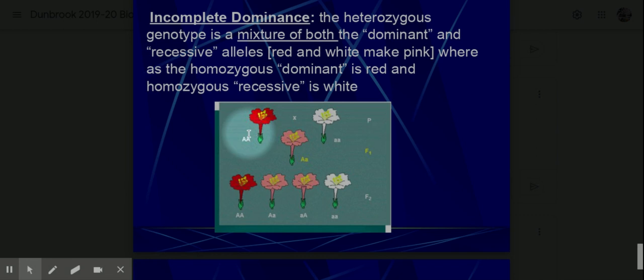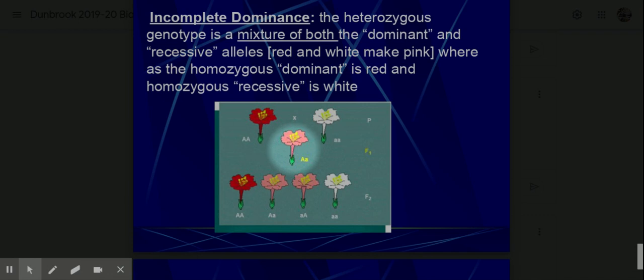So for instance, are there times when we get a mixing or a medium type of relationship between alleles? Yes. In this case, look at the red flower crossed with a white flower, we actually get a pink. So it's almost like you blended two different ink colors together to get this pink. The way I remember incomplete dominance is I think about mixing ink. Red ink with white ink gives me pink ink: incomplete dominance.